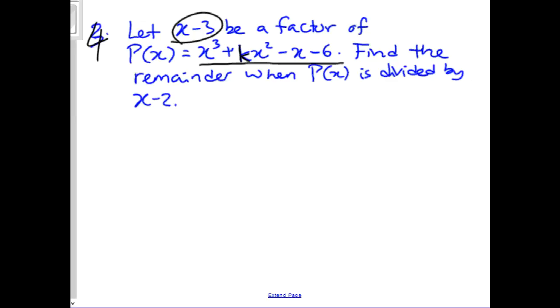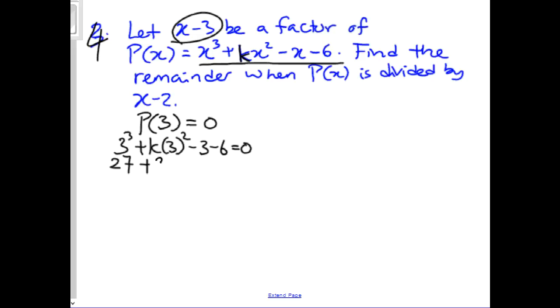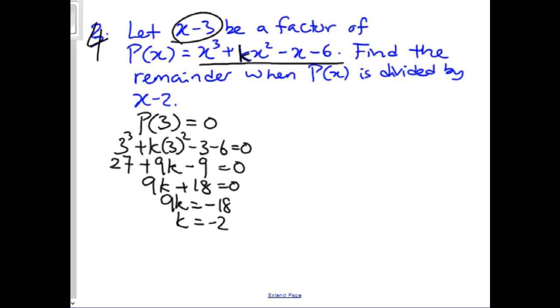Here k is unknown. So let's try to find out what k is. P of 3 in this case is given to be 0. That's what we've been told. So 3 cubed plus k times 3 squared minus 3 minus 6 is equal to 0. So this is 27 plus 9k minus 9 is equal to 0, or 9k plus 18 is equal to 0, 9k equals minus 18, k is equal to minus 2.